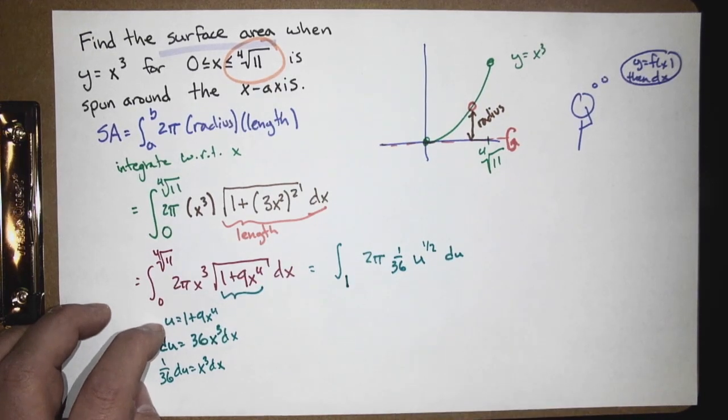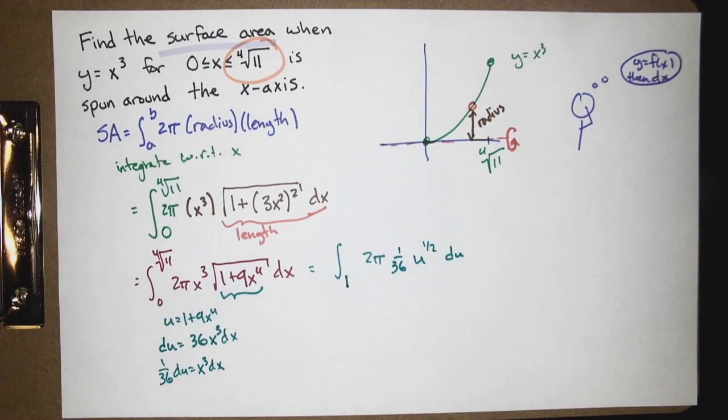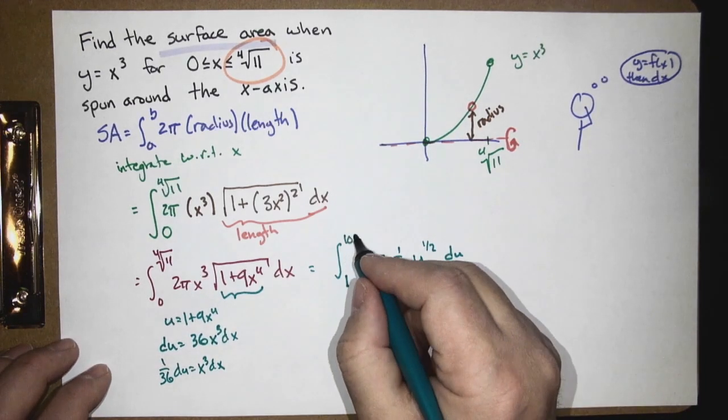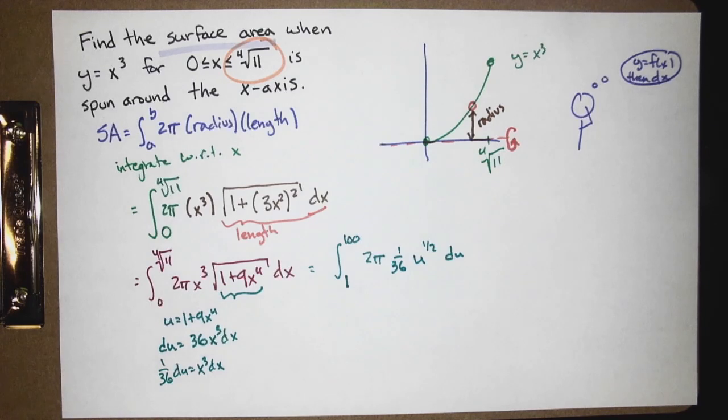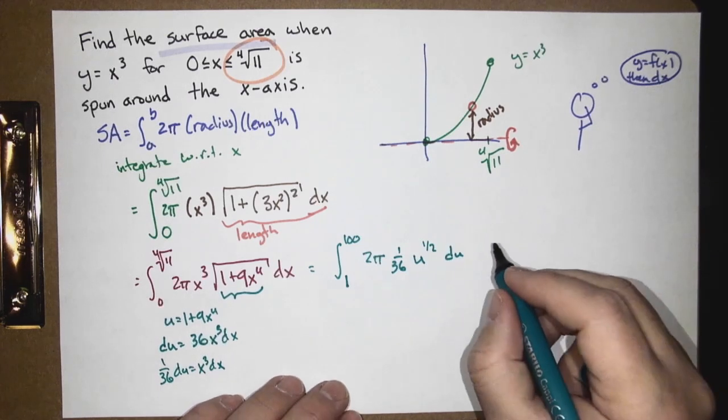It is the 1. When you plug in the 4th root of 11, what does u become? 100. Right? Because 4th root of 11 to the 4 is 11. 11 times 9 is 99. 99 plus 1 is 100. Now 100, nice number, easy to work with. All right, so we're ready to integrate.